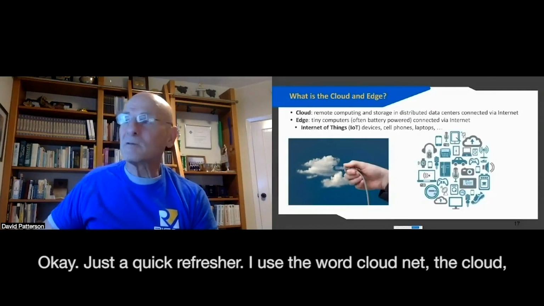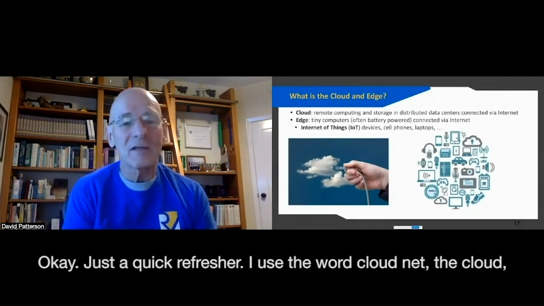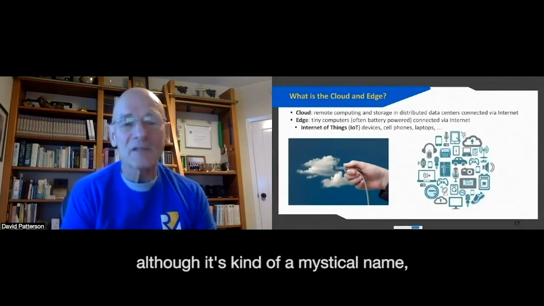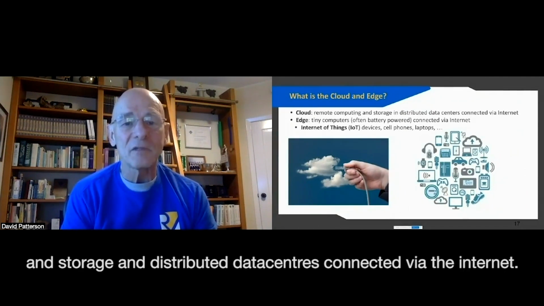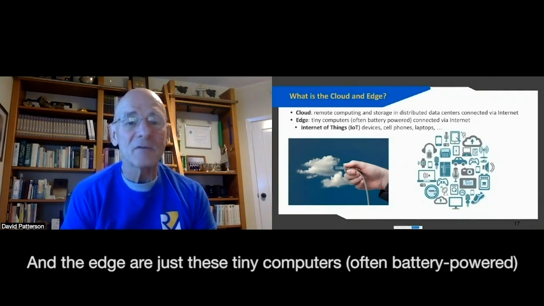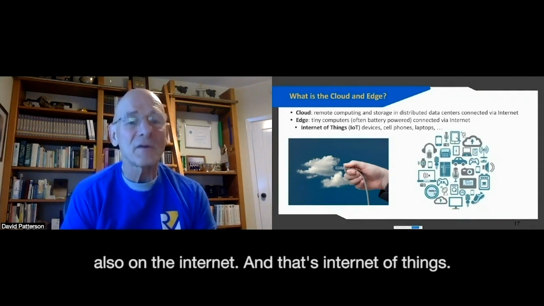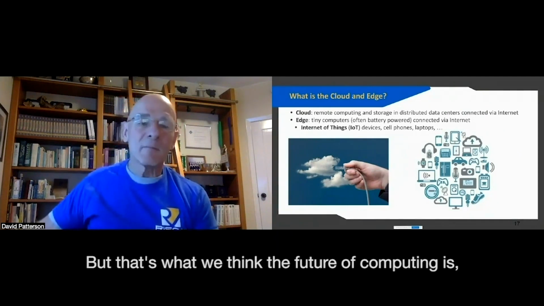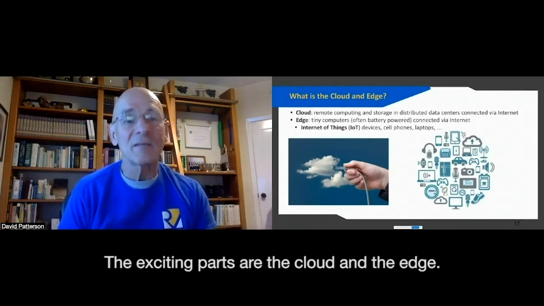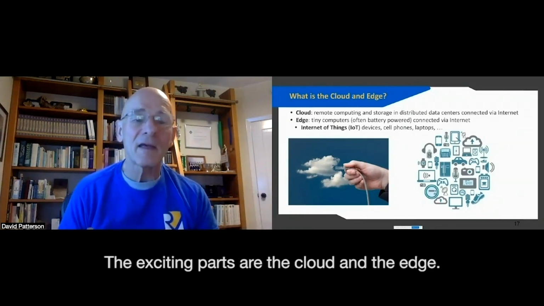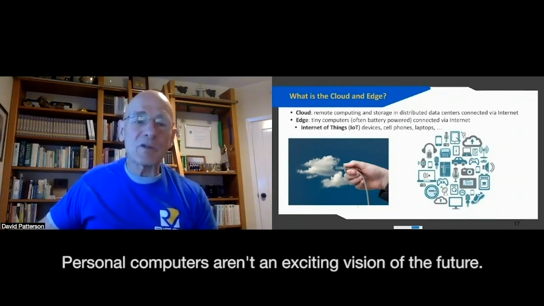Okay, just a quick refresher. I use the words cloud and edge. The cloud, although it's kind of a mystical name, is simply remote computing and storage in distributed data centers connected via the internet. And the edge is just these tiny computers, often battery powered, also on the internet, which is where the Internet of Things comes in. That's what we think the future of computing is, at the extremes. The exciting parts are the cloud and the edge. Personal computers aren't an exciting vision of the future.